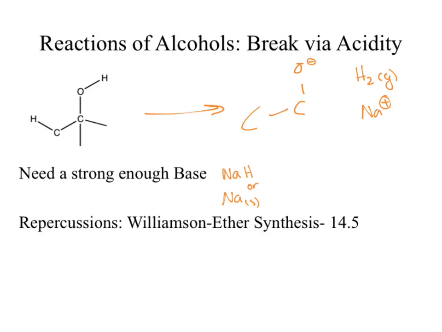What's special about a negatively charged oxygen? It's a nucleophile. So what we can do is now have that negatively charged oxygen react with an electrophile. And in the process, we can potentially make an ether. This is known as the Williamson ether synthesis. So it allows us to make unsymmetric ethers. We'll talk about that again in more detail when we move to chapter 14.